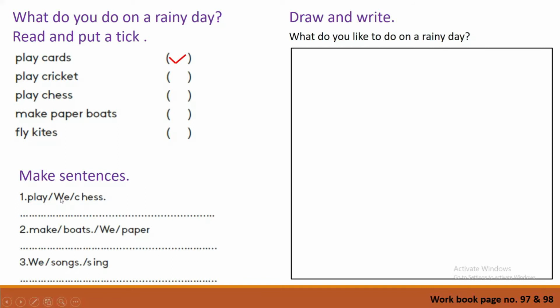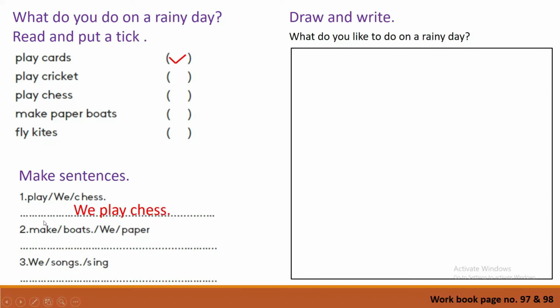Yes. Can you make? We. Then you have to select the verb. Play. Last chess. Now you can write the sentence on the blank. We play chess. First letter must be capital. At the end of the sentence, you have to put a full stop.